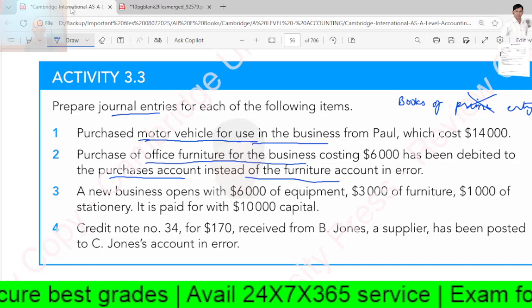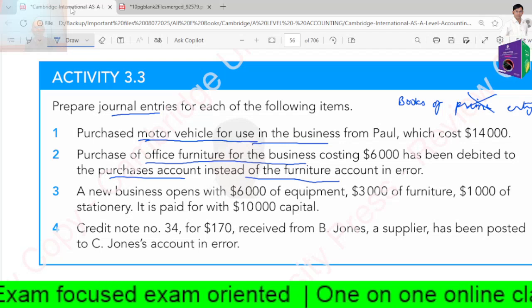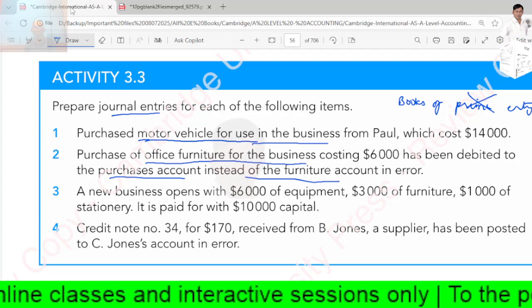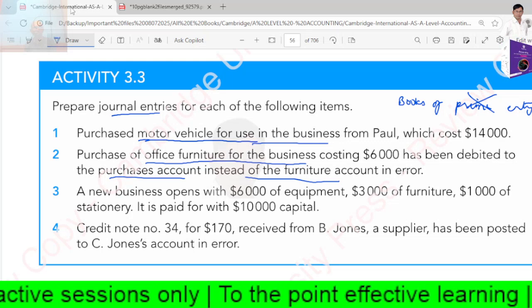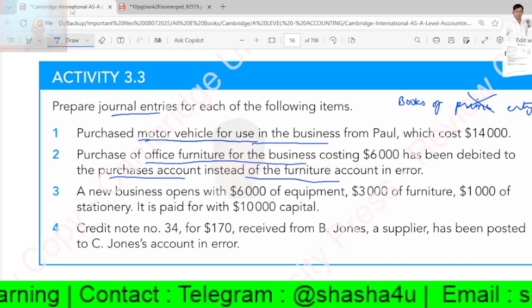A new business opens with 6,000 of equipment, 3,000 of furniture, 1,000 of stationery. It is paid for with 10,000 capital. So 6,000 equipment, 3,000 furniture, stationery.